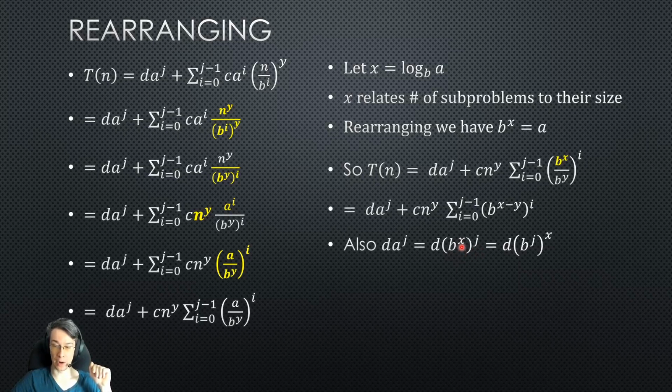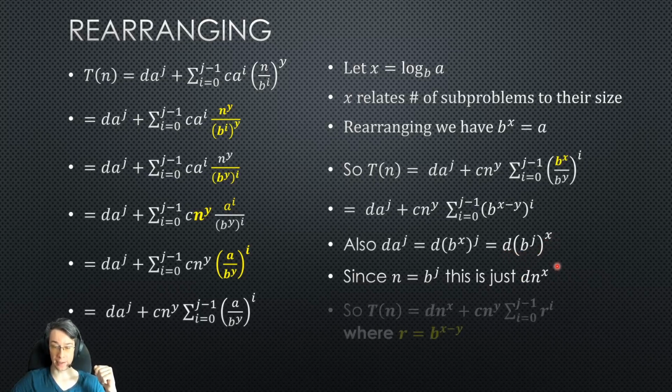And then our exponent rules tell us that we can swap the x and the j here. So I get d times b to the j all to the x. And we'll see why I'm rearranging in this exact form soon. Since n is b to the j, remember we said n is a power of b, and that power of b was b to the j. That was our assumption. This term, d times b to the j to the x, is just d times n to the x. So we end up with T of n being d n to the x plus c n to the y times the sum from i equals 0 to j minus 1 of r to the i, where r is b to the x minus y.